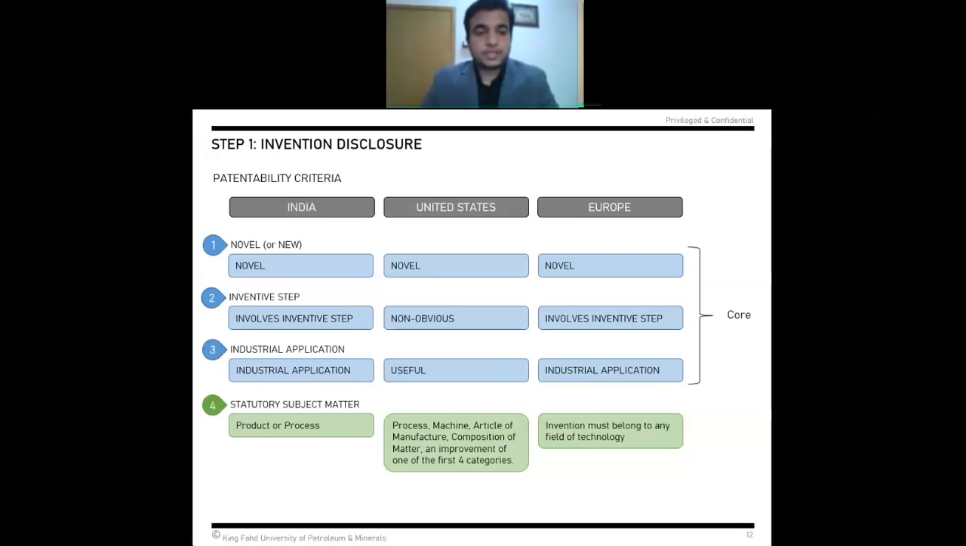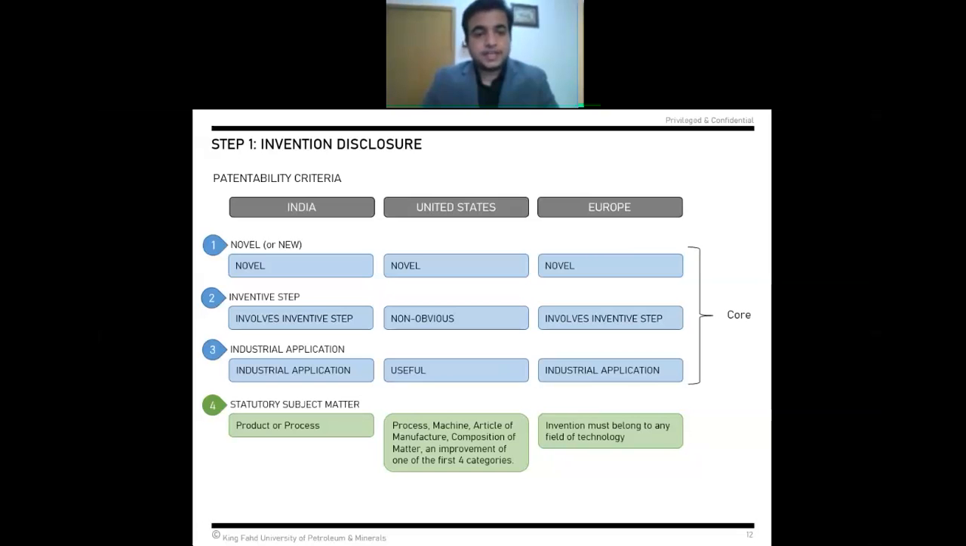For example, the fourth one is statutory subject matter, which means that the invention should belong in the subject matter specified by the patent office. For example, Indian patent law states that the invention should be either a product or a process. The US patent law describes it in much more detail. For example, US patent law says that the invention could be a process, a machine, an article of manufacture, a composition of matter, or an improvement of any of these four categories. Whereas Europe makes it very simple. The European patent law says that the invention must belong to any field of technology.